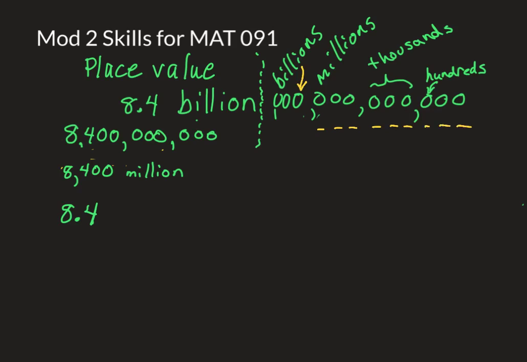So instead of writing 8.4 billion, like we did at first, we could write 8.4 times 10 to the 9th. In other words, a 1 with 9 zeros after it. So that would get us back, if we did that multiplication, to this form. Those are just some of the ways that you could write 8.4 billion, and this form is scientific notation.